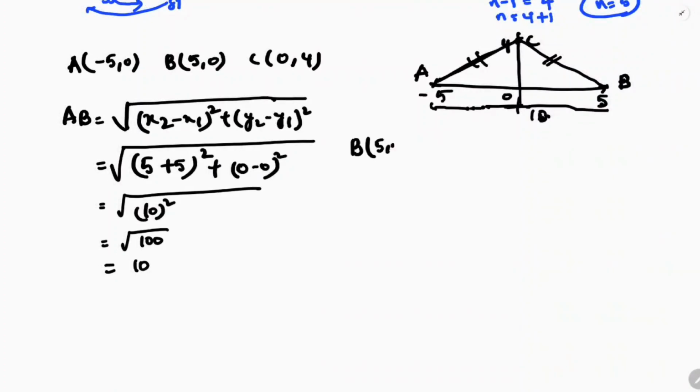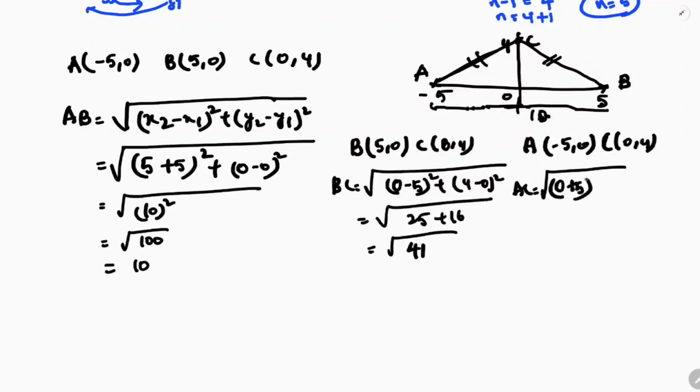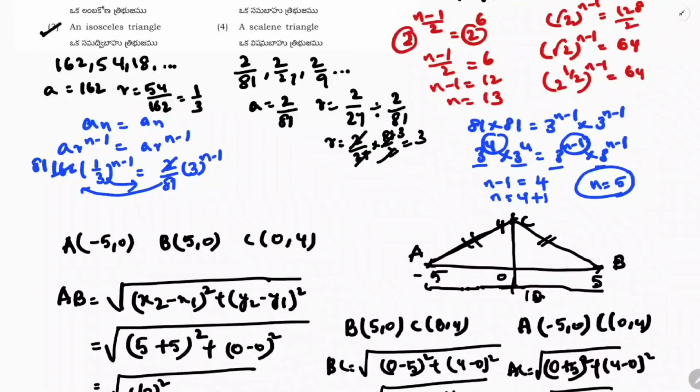BC distance, 5, 0 and 0, 4. So BC distance will be under root 0 minus 5 whole square plus 4 minus 0 whole square, which is nothing but 5 square, 25, plus 16. 25 plus 16 is 41. In the same way, AC, minus 5, 0 and 0, 4. So AC distance will be 0 plus 5 whole square plus 4 minus 0 whole square. 0 plus 5 is also 25, plus 16. So the total answer here also is 41. See, BC equals AC. Therefore it is an isosceles triangle. Option 3 was correct.